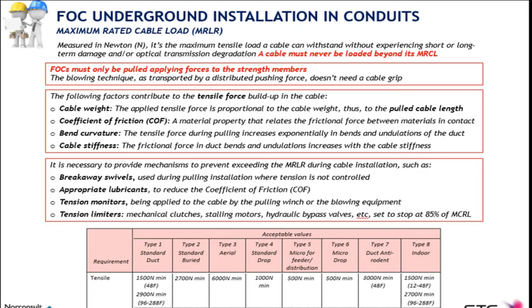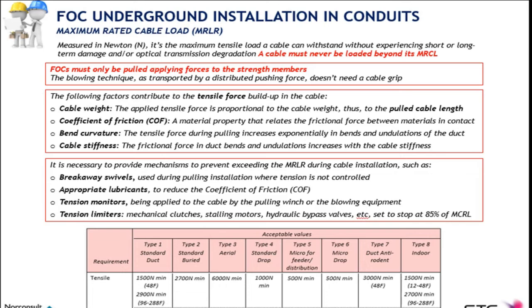So what techniques can you use to make sure that all the previous factors are kept under control? You have down here in the next table the techniques that you have to use. The first of them is the breakaway swivels. Breakaway swivels used during pulling control tension, and we will see later on how they are engineered and how they work. Appropriate lubricants to reduce the coefficient of friction, obviously by lubricating the cable.